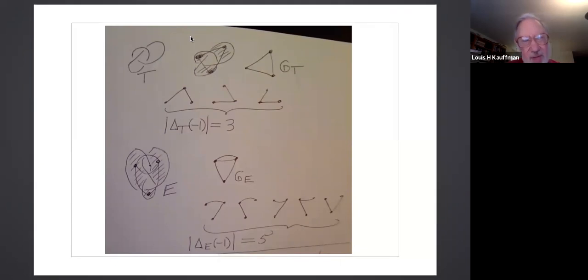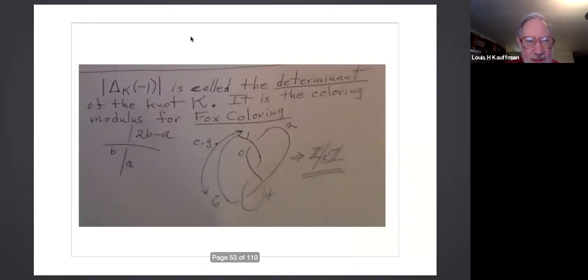So for example, if you took a trefoil knot and you looked at the checkerboard graph, it's a triangle graph and there are 3 trees. If you took a figure-8 knot, you have this little graph here with 2 edges between 2 points and otherwise looks like a triangle, and there are 5 trees, and so on. So the absolute value of the Alexander polynomial at -1 is called the determinant of the knot.